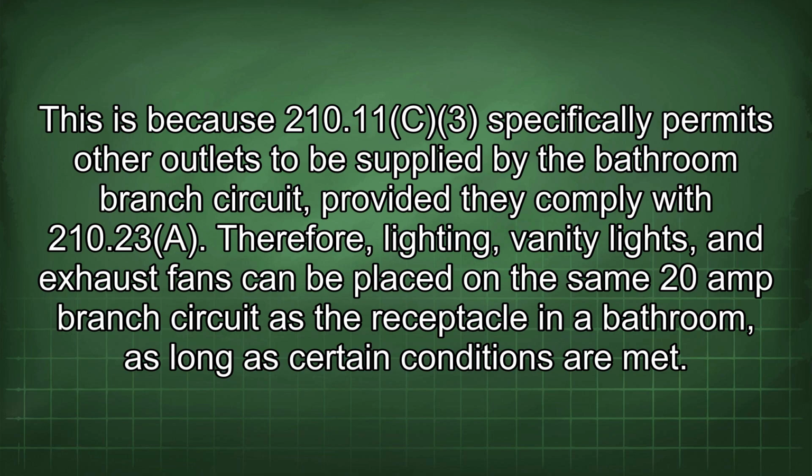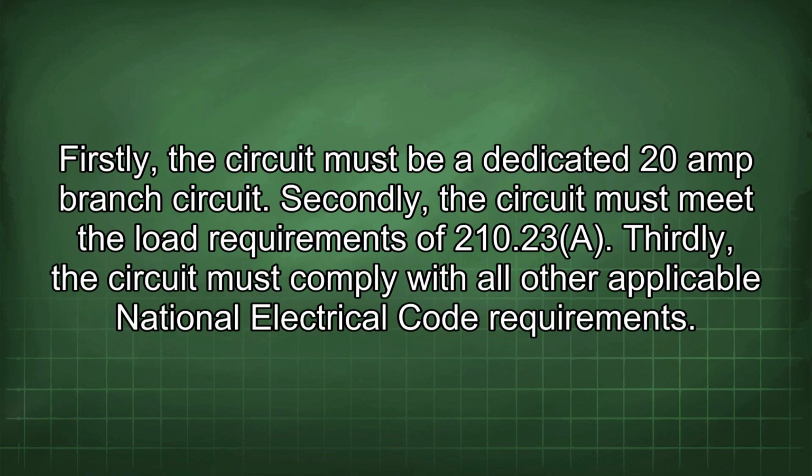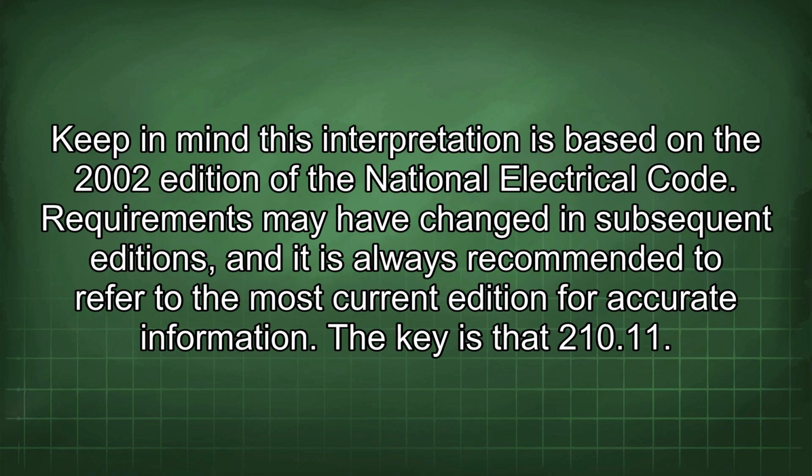210.23(A). Therefore, lighting, vanity lights, and exhaust fans can be placed on the same 20-amp branch circuit as the receptacle in a bathroom, as long as certain conditions are met. Firstly, the circuit must be a dedicated 20-amp branch circuit. Secondly, the circuit must meet the load requirements of 210.23(A). Thirdly, the circuit must comply with all other applicable National Electrical Code requirements. Keep in mind this interpretation is based on the 2002 edition of the National Electrical Code. Requirements may have changed in subsequent editions, and it is always recommended to refer to the most current edition for accurate information.